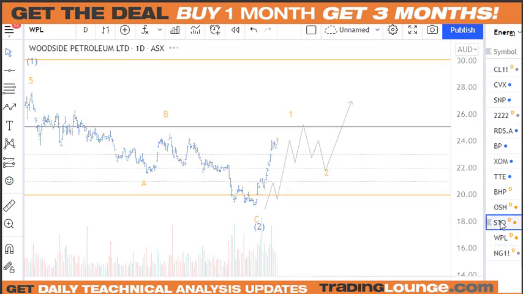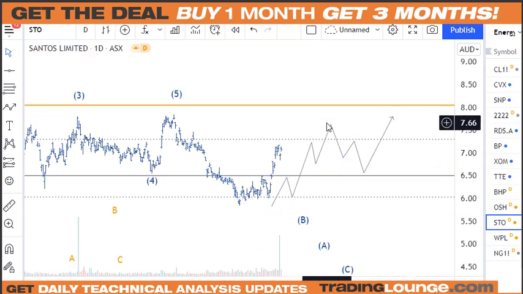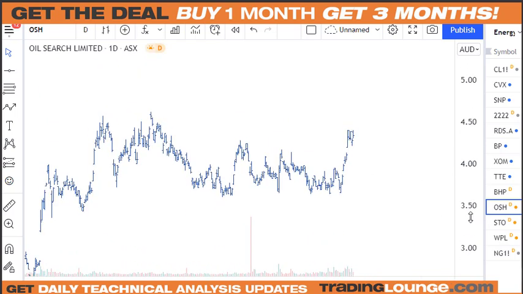And Santos is the same as well with its move here. So we're just looking for the first 5 waves up, the pullback, and we'll get the pullback. But if you want to go long in a small way, that's all good. And OSH is the same as well, oil stock here. We're seeing crude push up. So anyway, we'll just keep an eye on these.